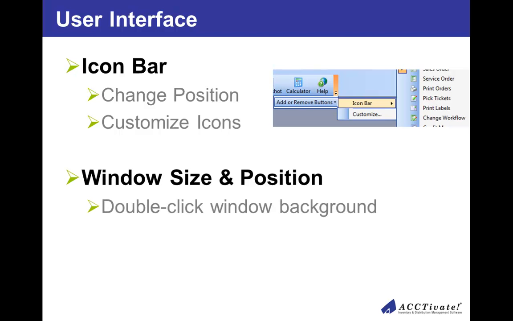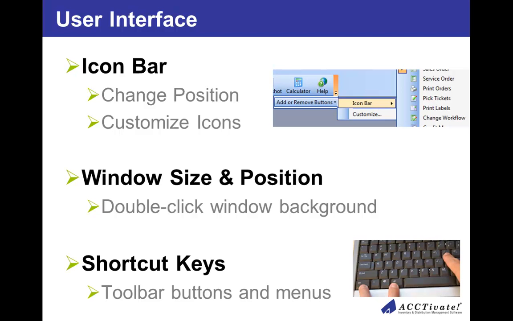Also, we have some tips on window size and position. ACCTivate will remember the last place that you left the window when you close it. And also, one little known secret, if you need to make the window a little smaller, you can actually double click in the background of the window, the gray area of the window, and it will resize to a couple different sizes, going between the full screen, full size, down to like an 800 by 600 pixel size, and then another in the middle.